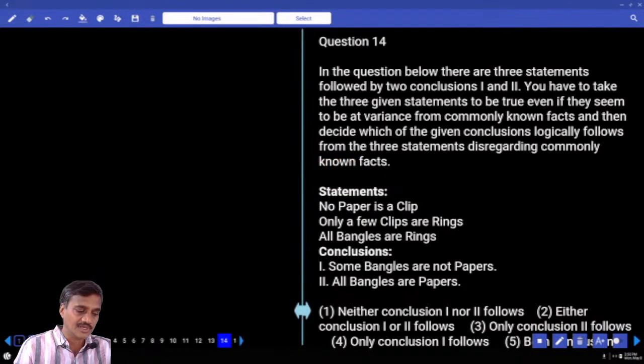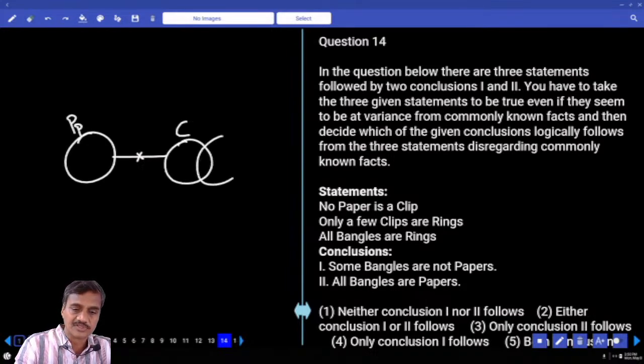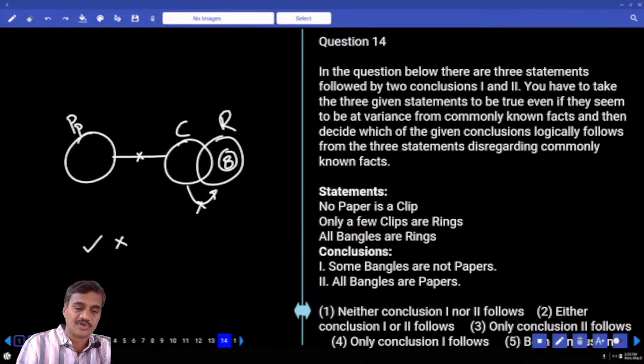No paper is clipped. This is a paper and this is a clip. No paper is clipped, and only a few clips are rings. Only some clips are rings, but not all. And all bangles are rings. Now these are the bangles that are rings. First one, some bangles are not papers. Definitely true. All bangles are papers, that is false.